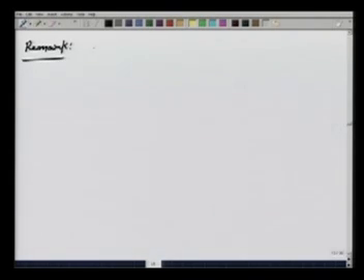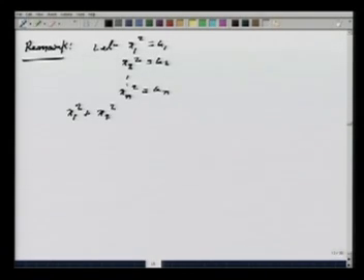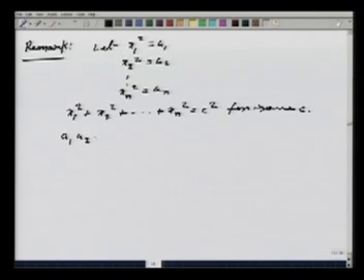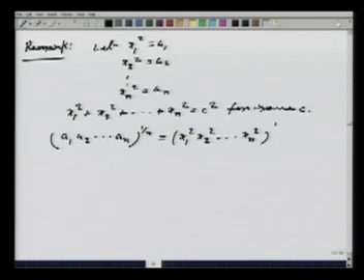What I do here is, let x1 square be a1, x2 square be a2, up to xn square equal to an, and x1 square plus x2 square plus up to xn square is equal to c square for some c. Then I look at the quantity a1, a2 up to an whole to the power 1 by n. That means I am looking at x1 square, x2 square, xn square to the power 1 by n.